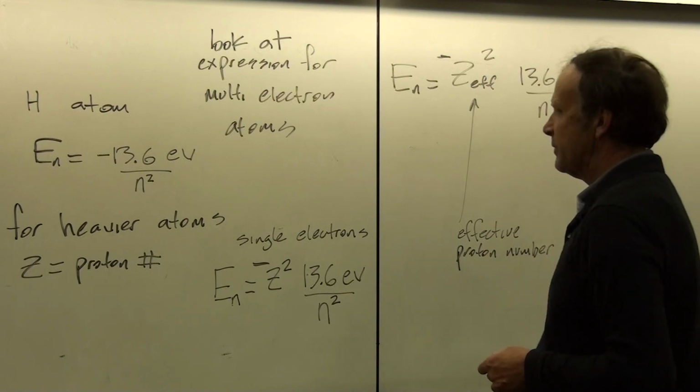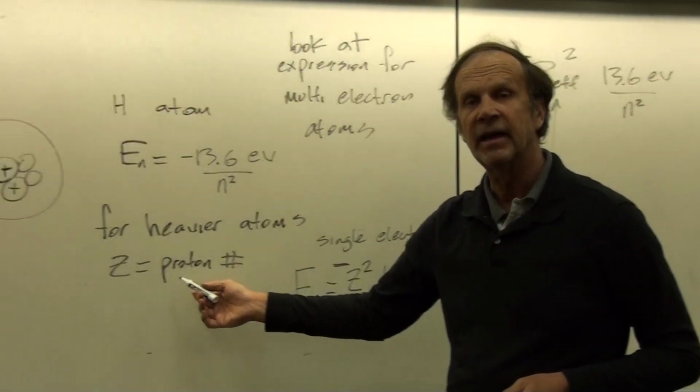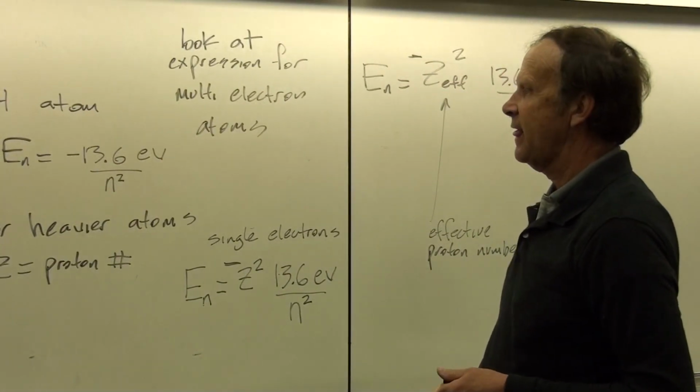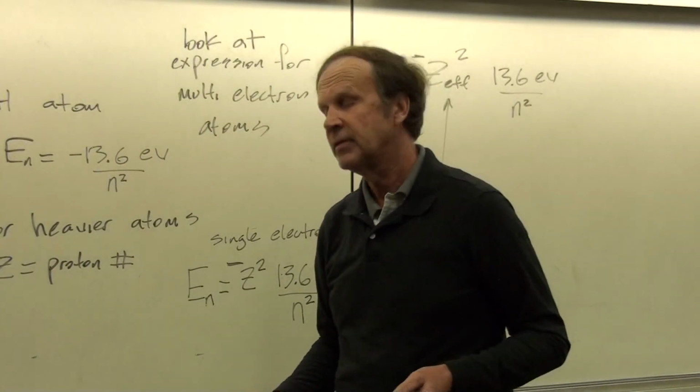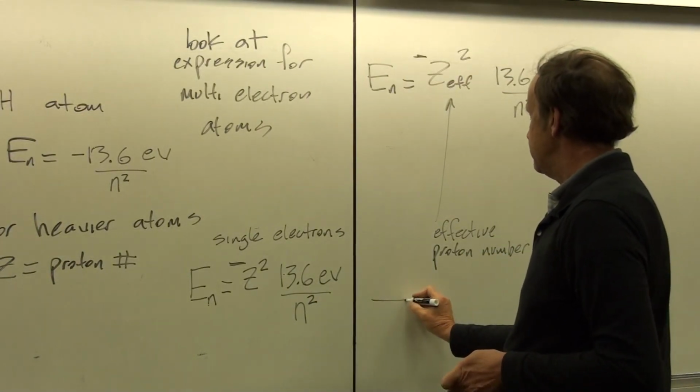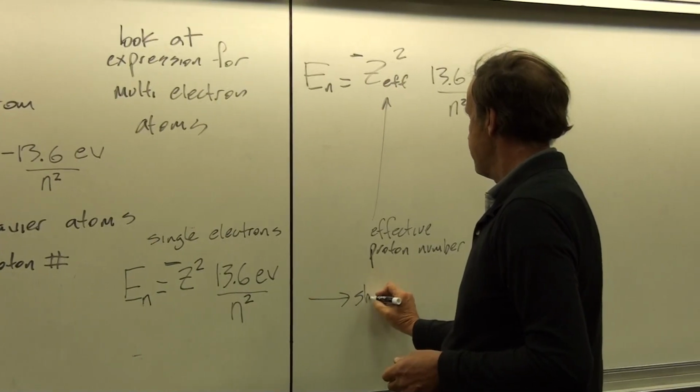So we might wonder, well, what if Z is 10? What would Z effective be? And why would it be different than 10? And the answer is because of what we learned in Physics 208b about shielding.